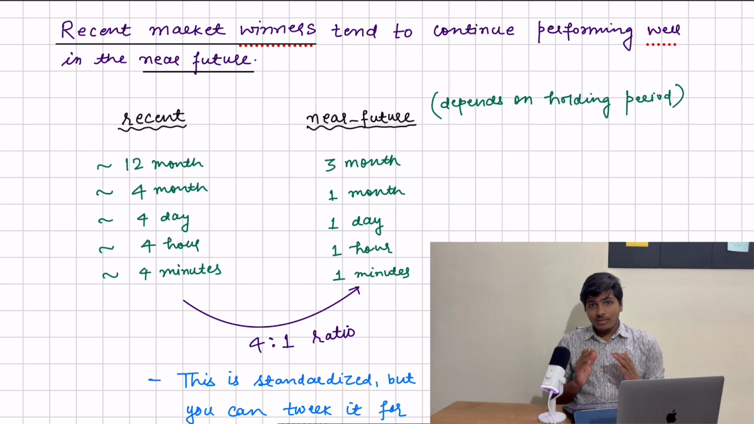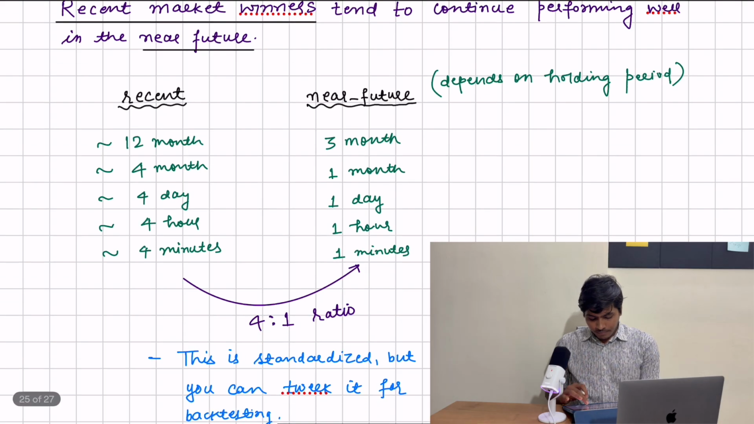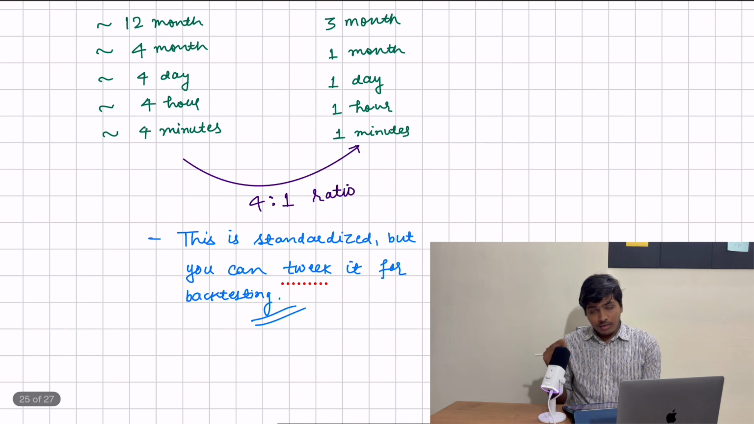In general, we can say that it is a ratio of 4:1. If I have to make a portfolio for X months, meaning the holding period is X, then I will see the historical performance of those stocks over 4X. So it is a ratio of 4:1. Actually, this is a standardized ratio, but you can tweak it if you are backtesting with your own data.